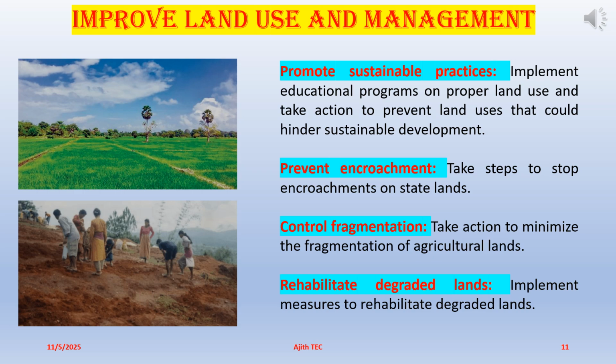Improve land use and management. Promote sustainable practices, implement educational programs on proper land use, and take action to prevent land uses that could hinder sustainable development. Prevent encroachment: take steps to stop encroachments on state lands. Control fragmentation: take action to minimize the fragmentation of agricultural lands. Rehabilitate degraded lands: implement measures to rehabilitate degraded lands.